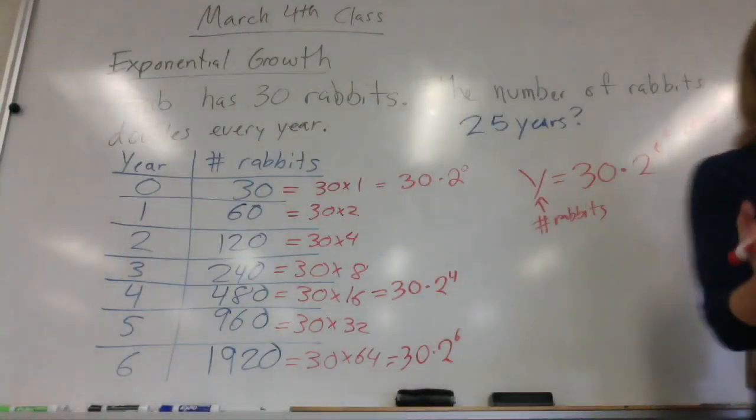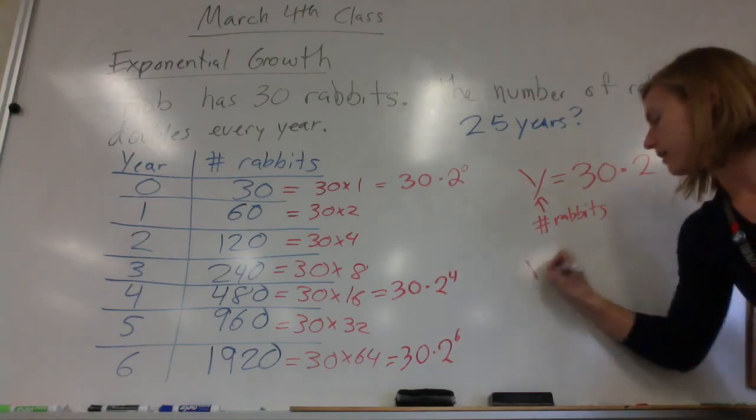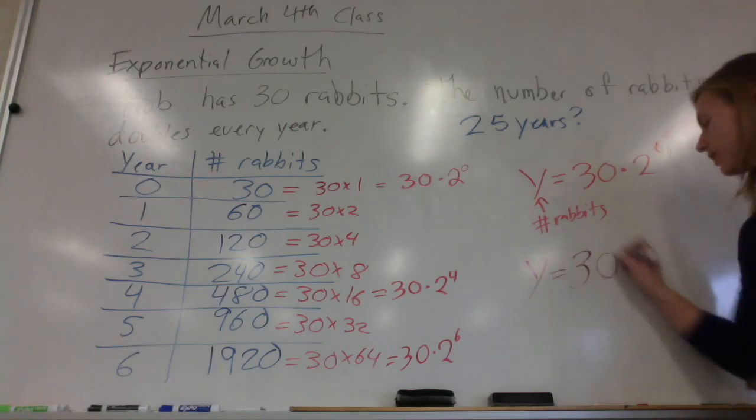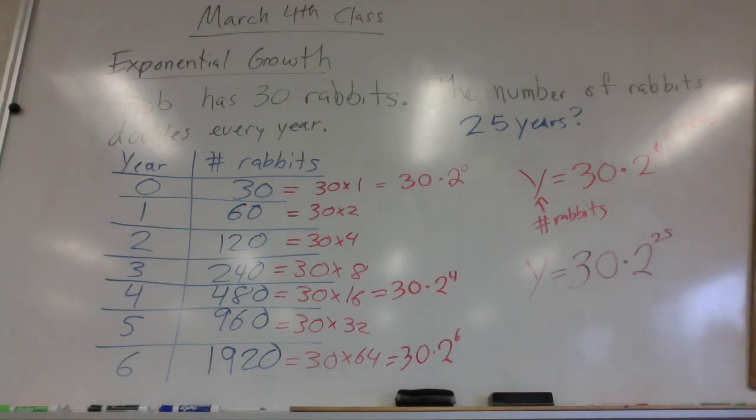Okay. So now we can actually solve it. If I want to know after 25 years, we just need to put that in. Y equals 30 times 2 to the 25 power. Someone, actually, all of you, figure that out for me. Okay. Someone else back that up? Lily, what did you get? Okay, so I've got 3, 2, 2, 1, 2, 2, 5, 4, 7, 2, 0.